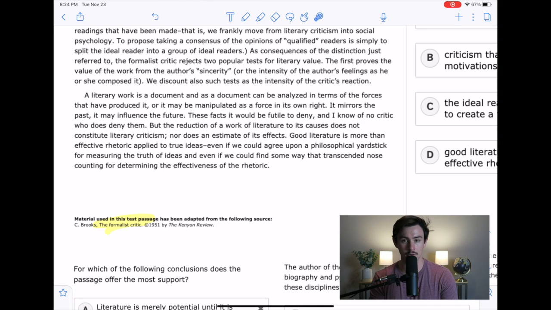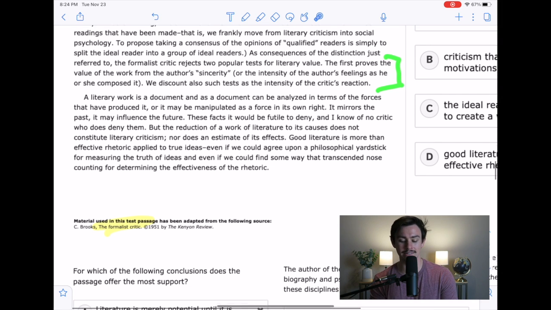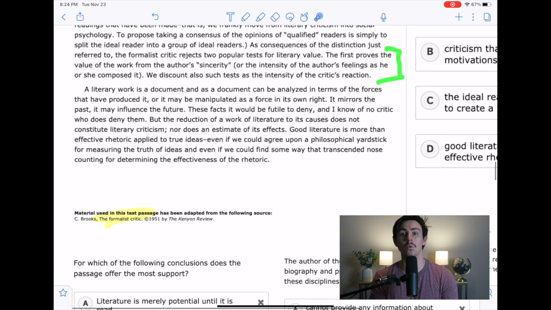The first proves the value of the work from the author's sincerity or the intensity of the author's feelings as he or she composed it. We discount also such tests as the intensity of the critic's reaction. Okay, so the common thread here is this idea that we are trying to stay away from subjectivity. We really just want to focus on things that are real, they're on paper, they're in front of us, the objective things, the objective truths. And so we're not going to bring feelings into it. So that's kind of the common thread.